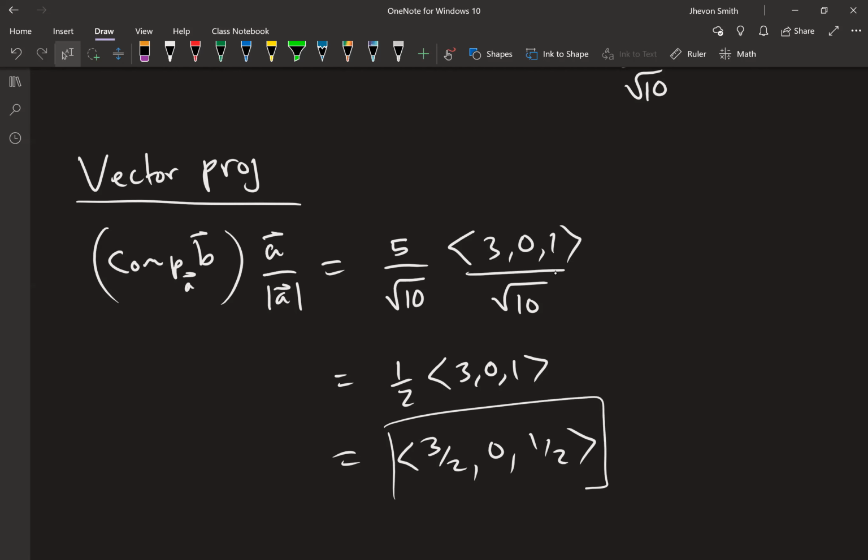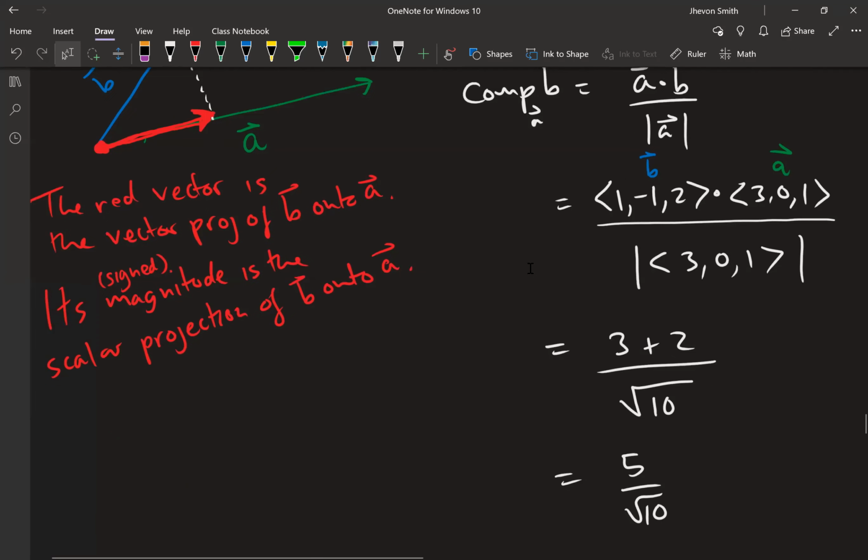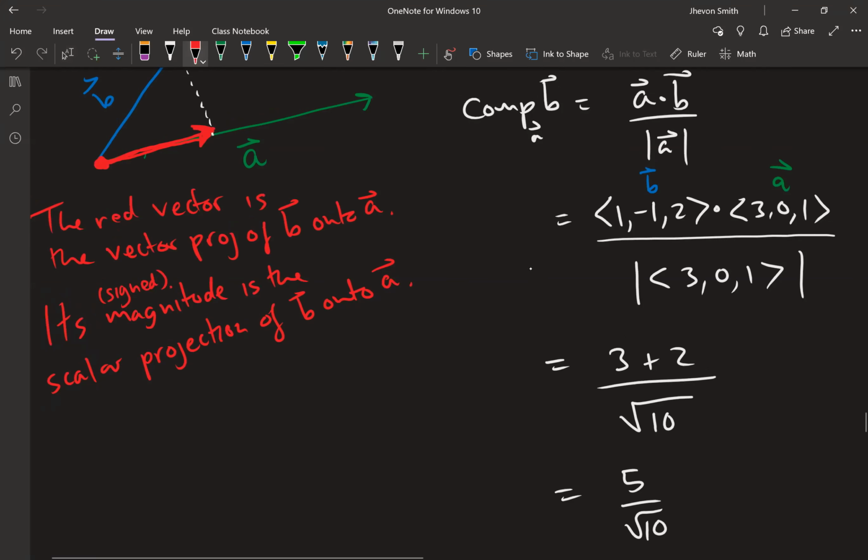And that's our guy. So in other words, this guy up here, the red vector, that is the vector 3 over 2, comma 0, comma 1/2. And its magnitude is 5 over radical 10. So now we can actually find vectors relating to each other in this particular example.